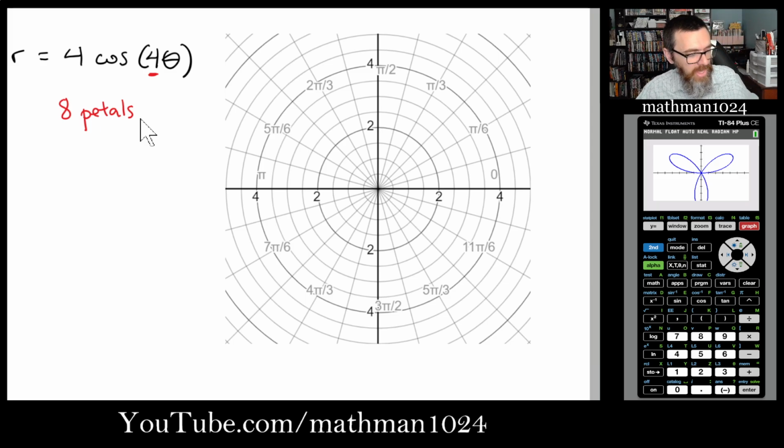All right, so with 8 petals, we're going to have 8 divisions. So we have a radius of 4, so let's put that there first. So my radius is 4. Again, you don't have to do this, but I think it's very helpful.